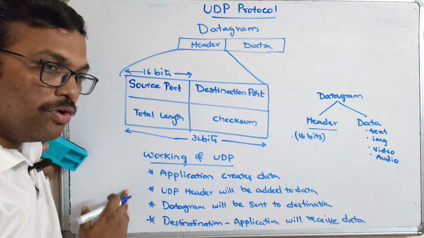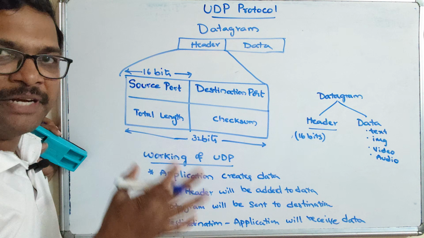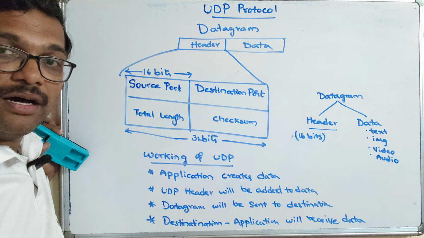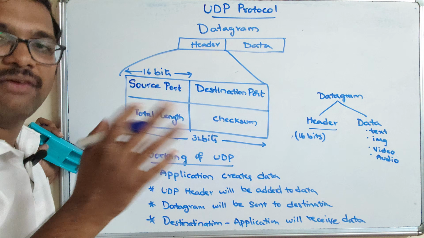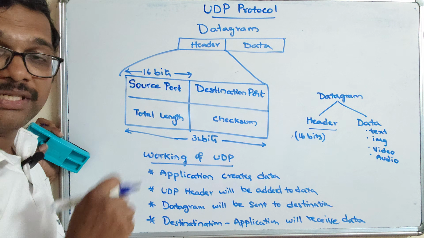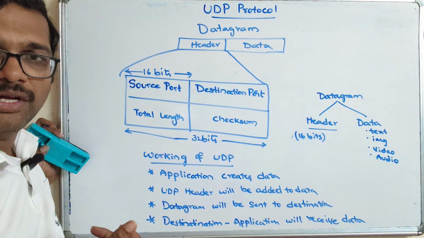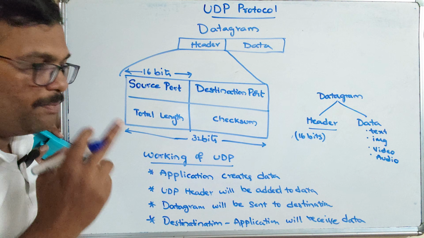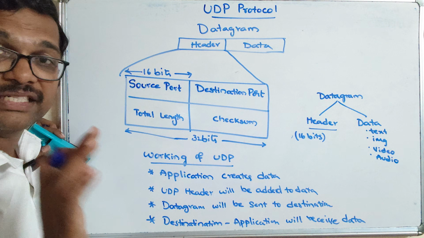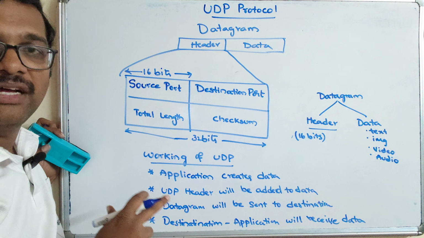So here there is no concept of connection establishment. In connection oriented, first a connection should be established, then only the data will be transferred. We have seen the service primitives also: listen, connect, accept, then only the send and receive will be there. But here there is no concept of connection establishment because it is a connectionless protocol.